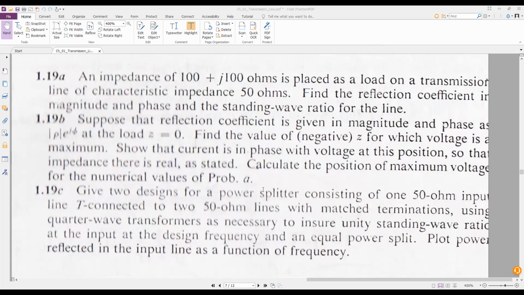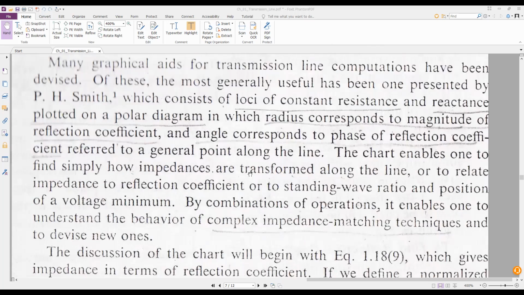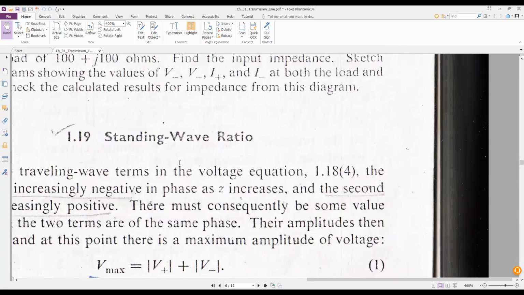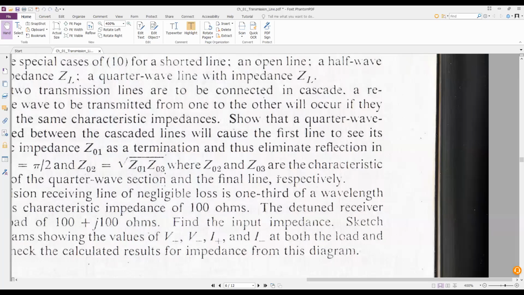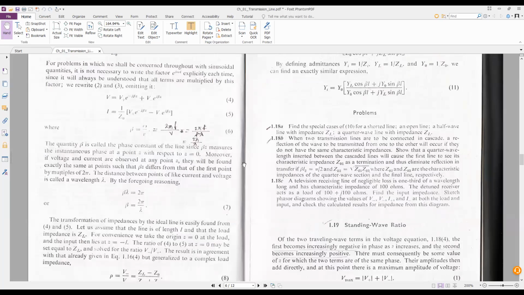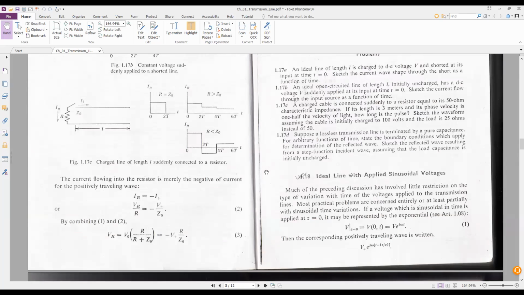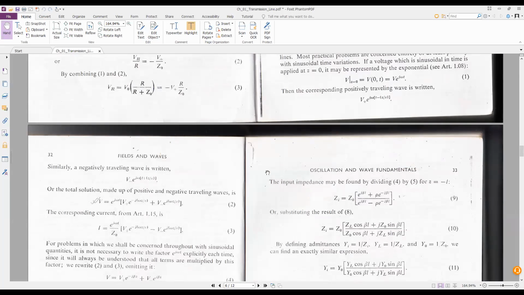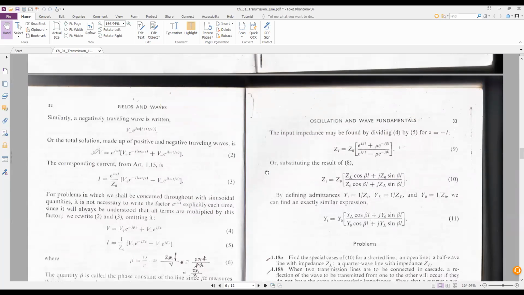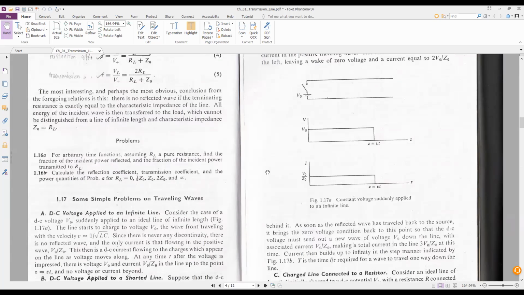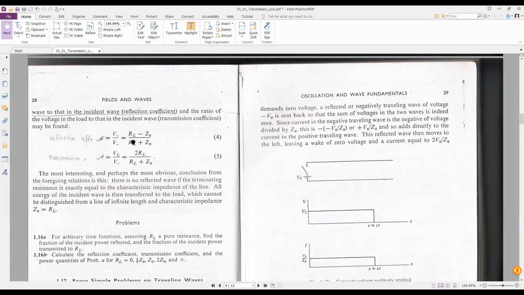And some other problems are there. And one thing, a standing wave. Ideal line with applied sinusoidal voltage. These are the equations. Equations for reflection coefficient and equation for transmission coefficient.